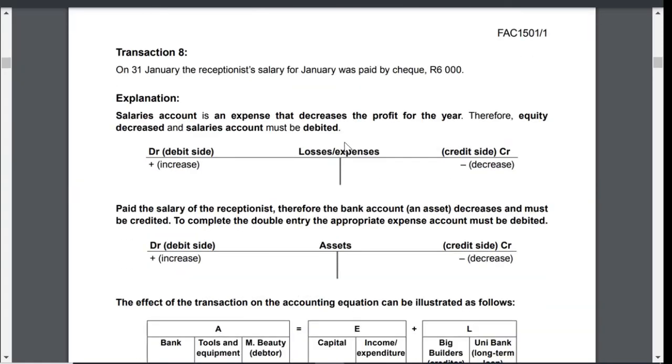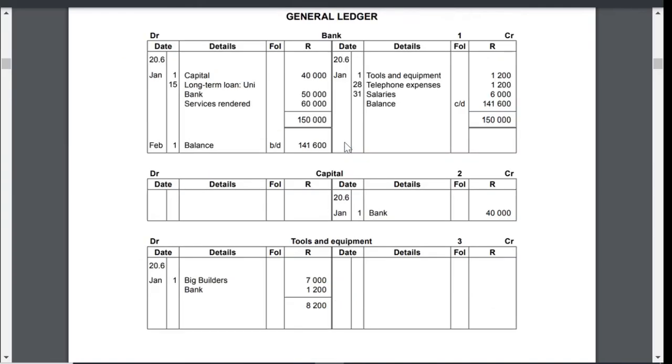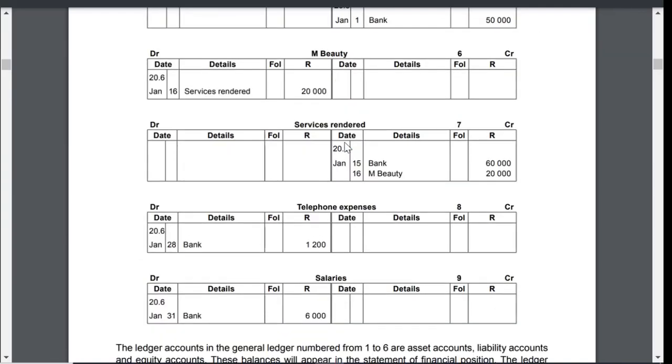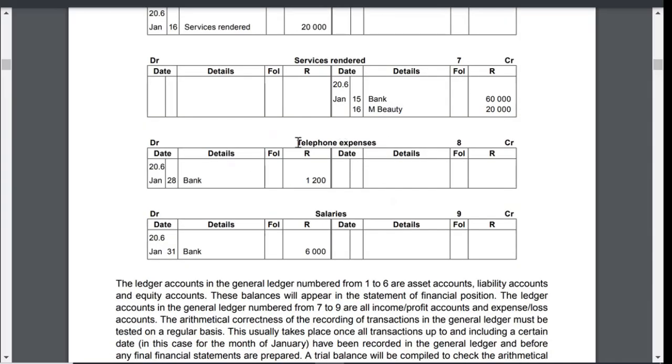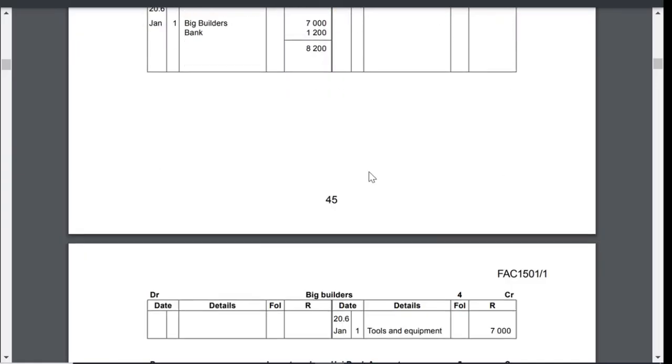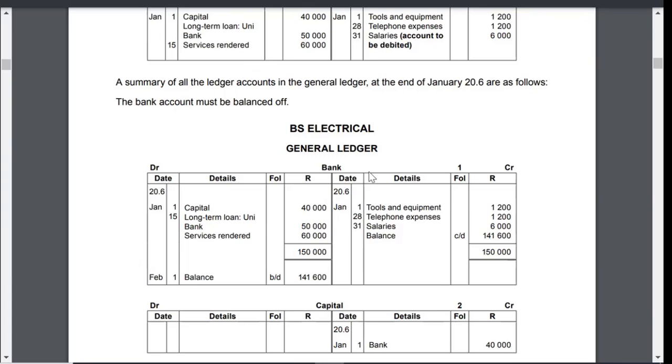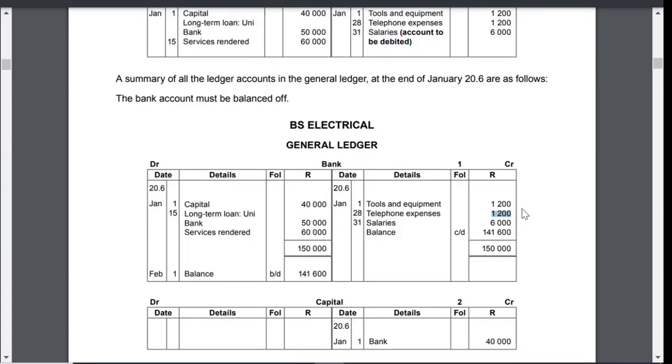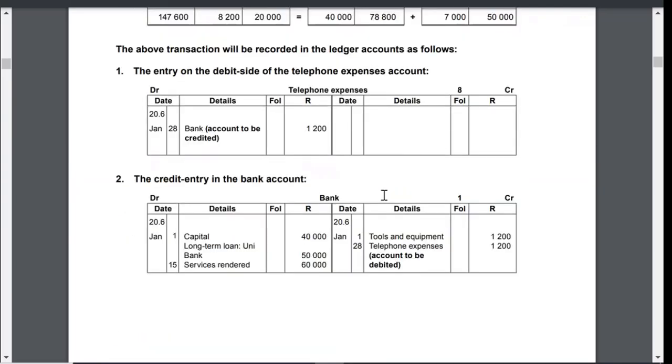So now let's look at the general ledger account of that expense that was paid, which is telephone. Because it's an expense, when an expense increases, you're going to debit your general ledger. And when money goes out of the business bank account, you're going to credit with 1,200. So this is how it will affect your general ledger.